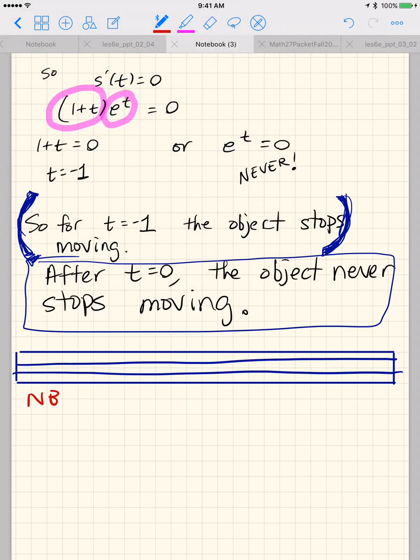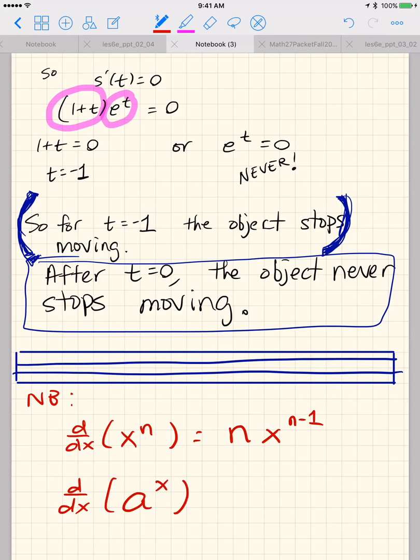Note well, the derivative with respect to x of x to the n is equal to n x to the n minus 1. But the derivative with respect to x of a to the x is equal to natural log of a times a to the x. Okay, so if you have x in the exponent, you're talking about an exponential, and you'll have a to the x. If you've got x as your base, you're talking about a polynomial, and you'll have x as your base.